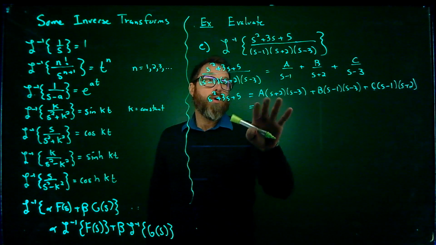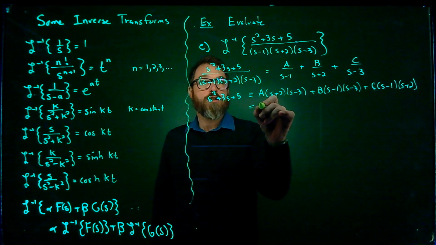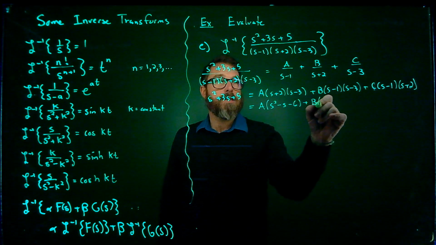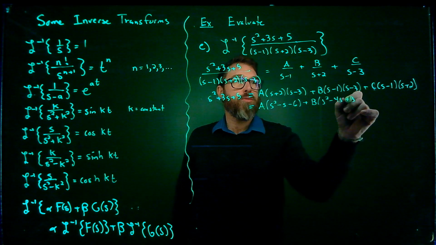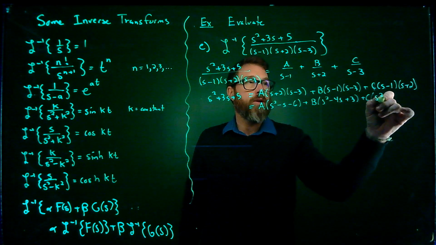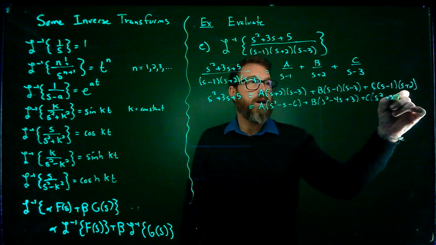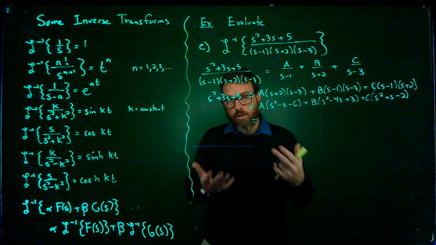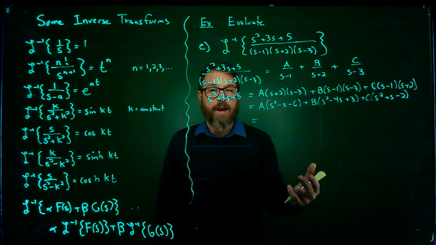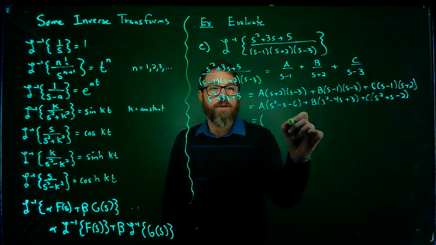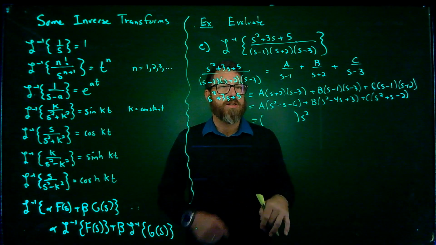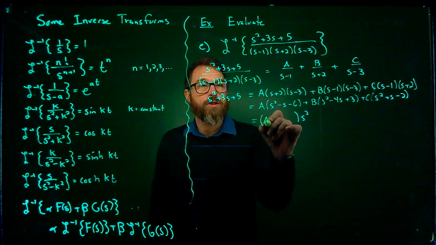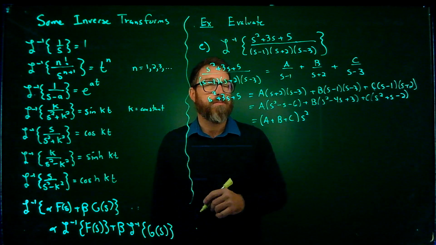Now, I can expand this as much as I can, so this is going to be a times s squared minus s minus 6, plus b times s squared minus 4s plus 3, plus c times s squared plus s minus 2. And our goal really is to figure out our coefficients of s squareds, our coefficients of s's. So I know that I'm going to have an as squared plus bs squared plus cs squared, so the coefficient in front of s squared is going to be a plus b plus c.